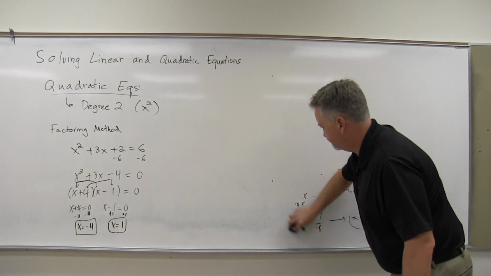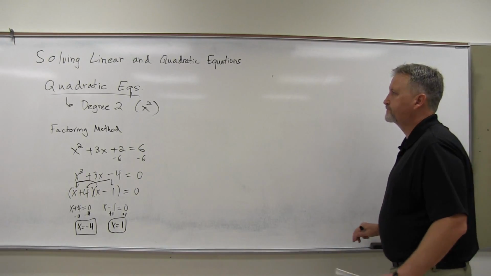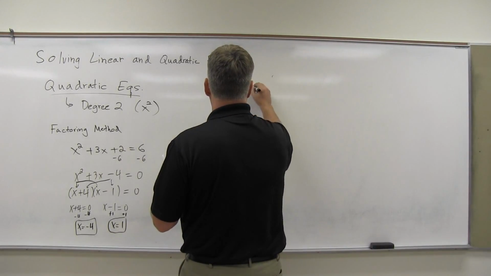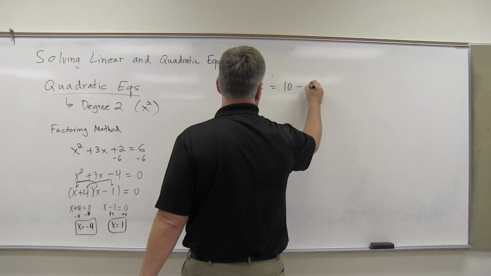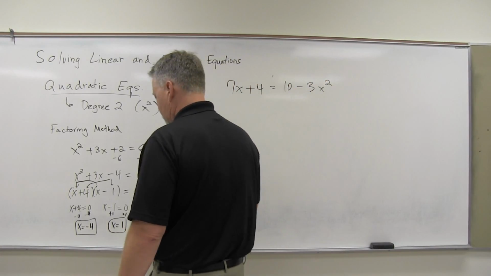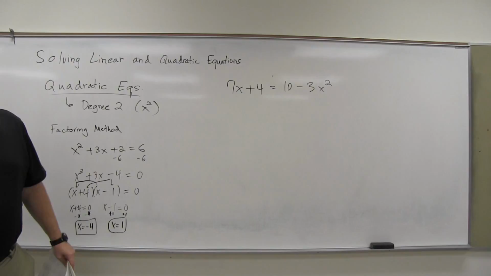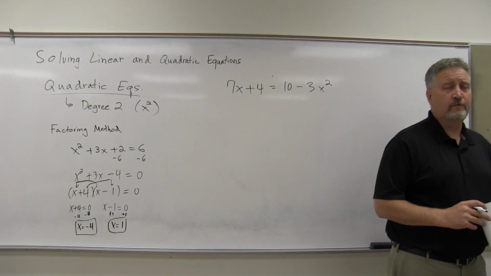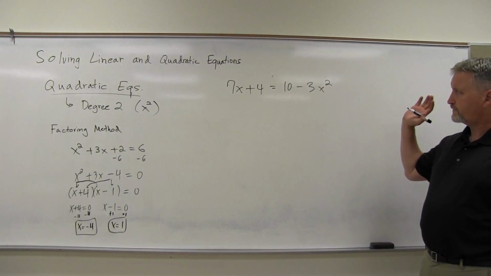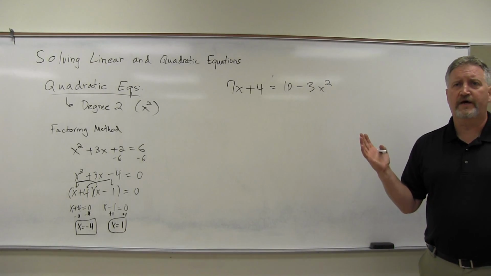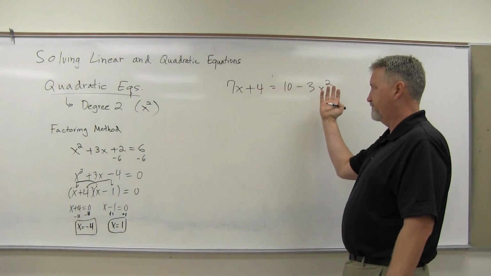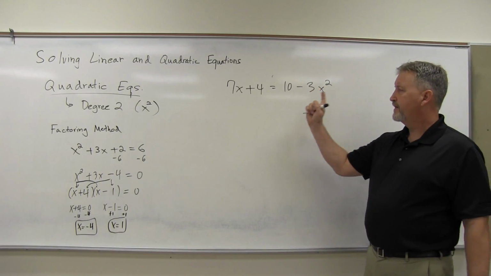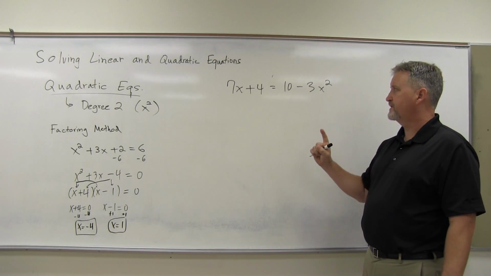Here's another one. Let's say we've got 7x plus 4 equals 10 minus 3x squared. A couple of points to make here. First of all, we do not have one side 0, and we could go either way. We could move terms because on both sides we have 2 terms, so it's about the same. But here's what I would suggest.